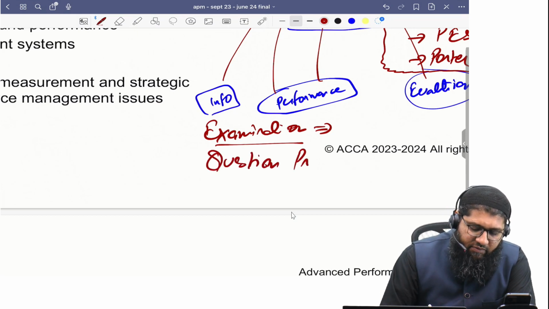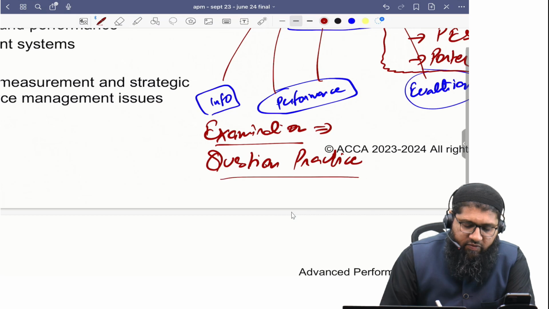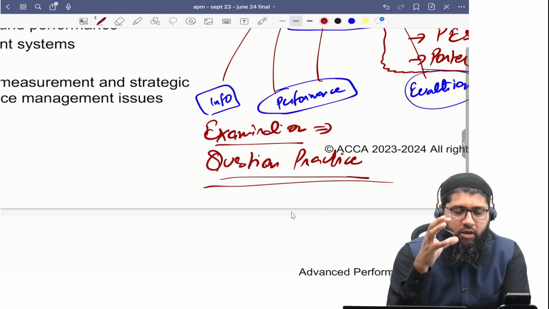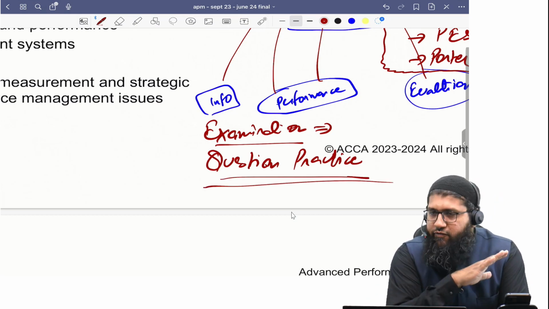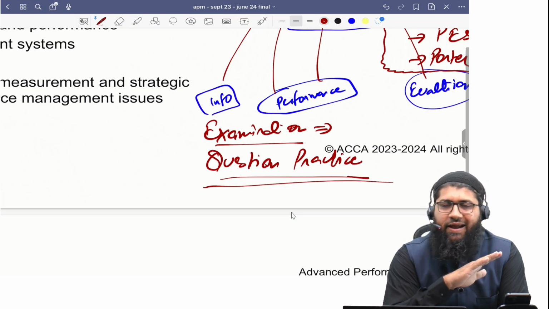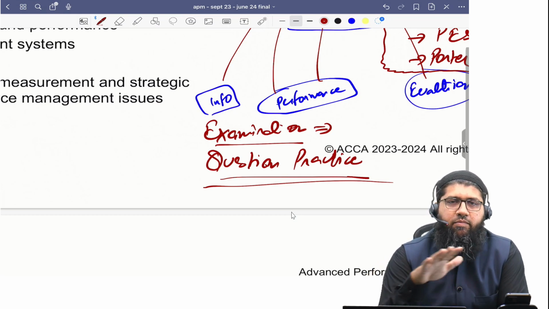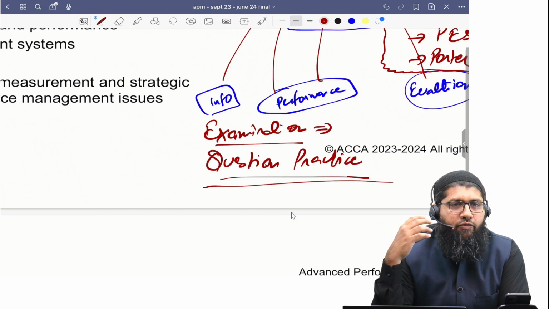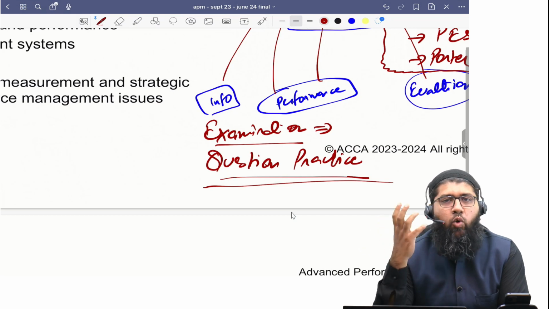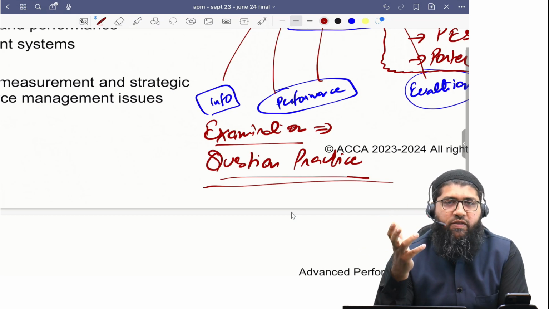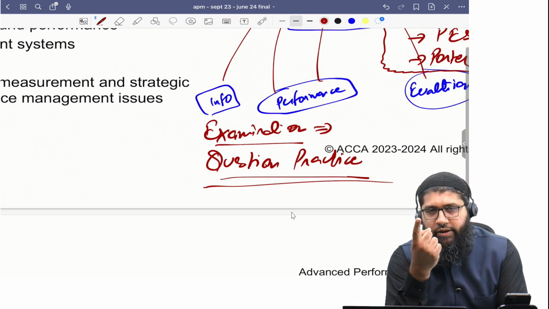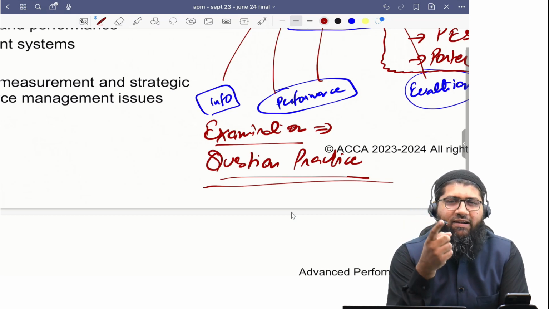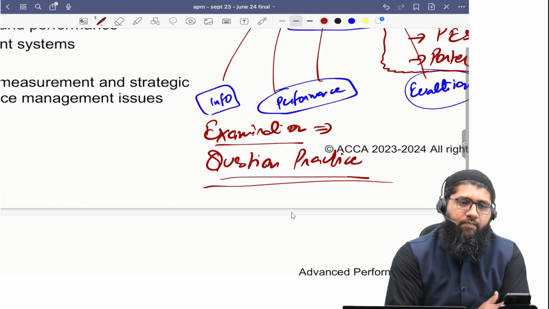I have never seen anyone pass the APM examination without question practice. If you don't practice questions, you would never be able to pass APM. A lot of students ask what the key things to do for the APM should be. I would say one thing only, and that is practice, practice, and practice, nothing else.